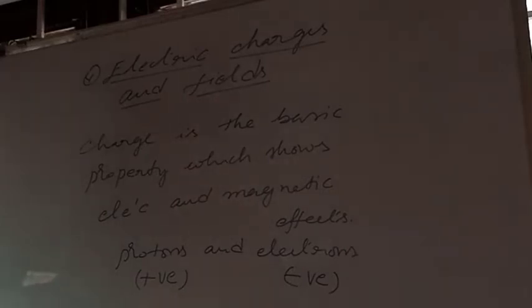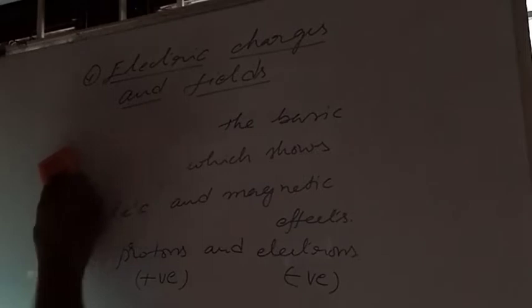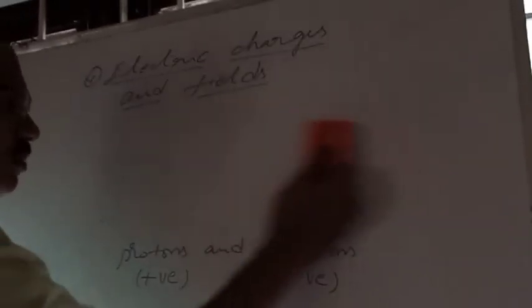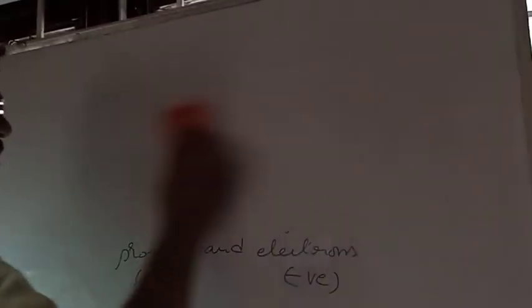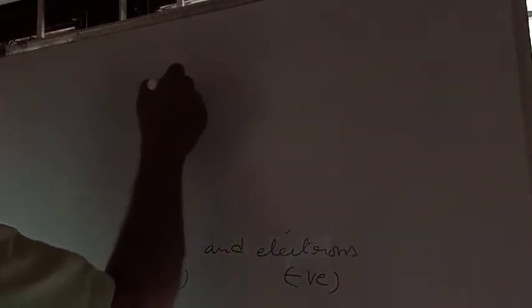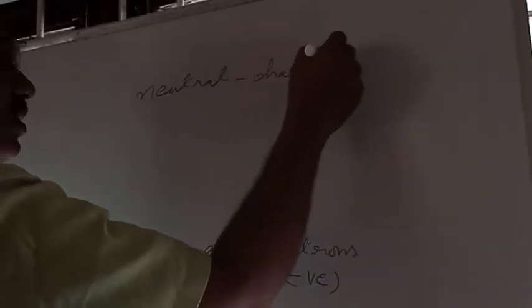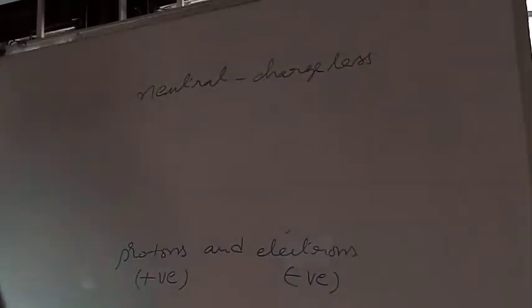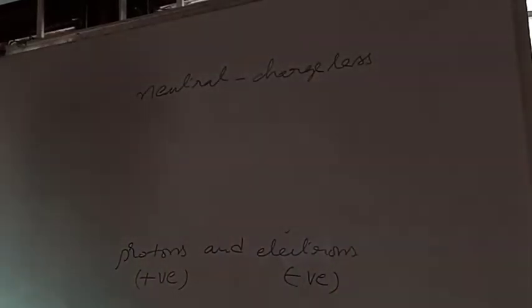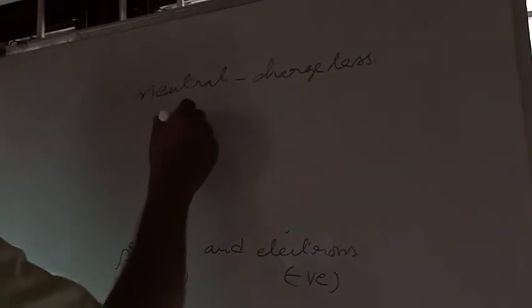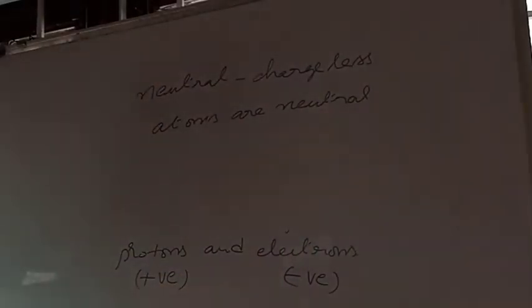So how can a body be converted into a charged body? Basically a body is neutral, that means chargeless, because atoms are neutral. Why are atoms neutral?